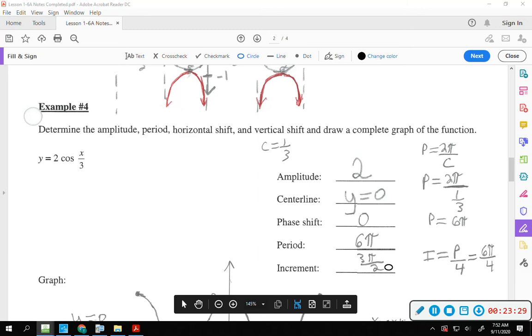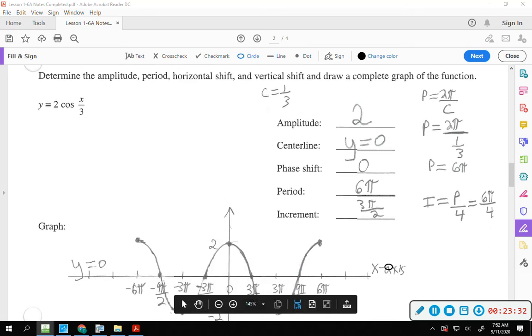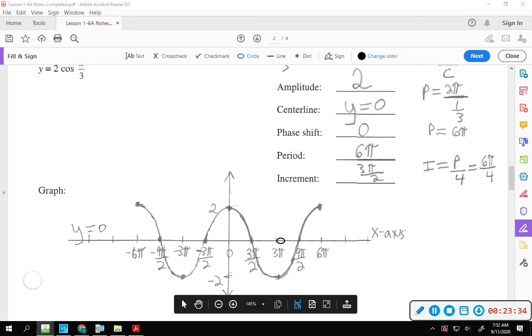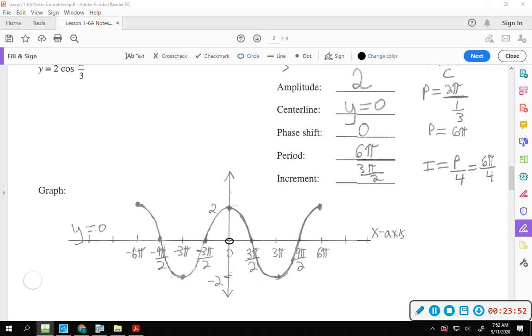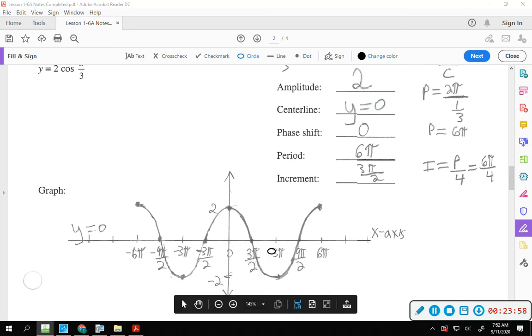So what's happening here on this curve? First of all, draw in your center line, but do not draw in the y-axis. That goes in last. Start at your phase shift. In this case, it is 0. And add your increment. You have to be able to add fractions. 0 plus 3 pi over 2 is 3 pi over 2. 3 pi over 2 plus 3 pi over 2 is 6 pi over 2. That reduces to be 3 pi. 6 pi over 2 plus 3 pi over 2 is 9 pi over 2. 9 pi over 2 plus 3 pi over 2 is 12 pi over 2, or 6 pi. And you got to be able to add fractions that quickly.